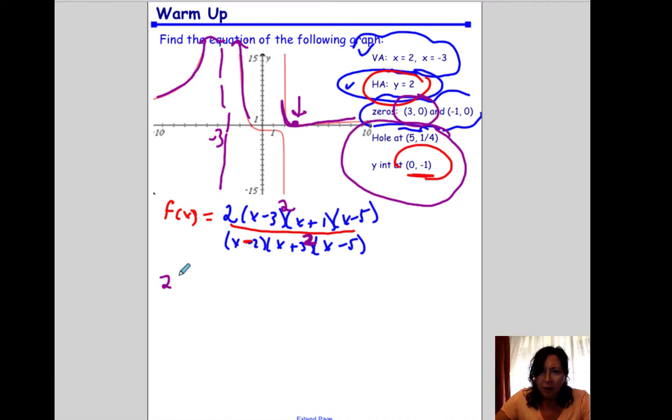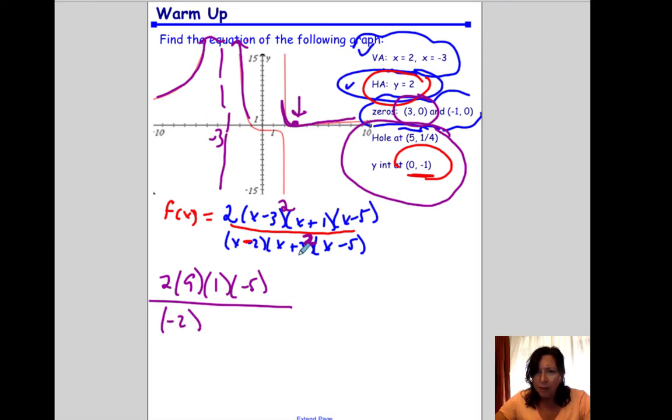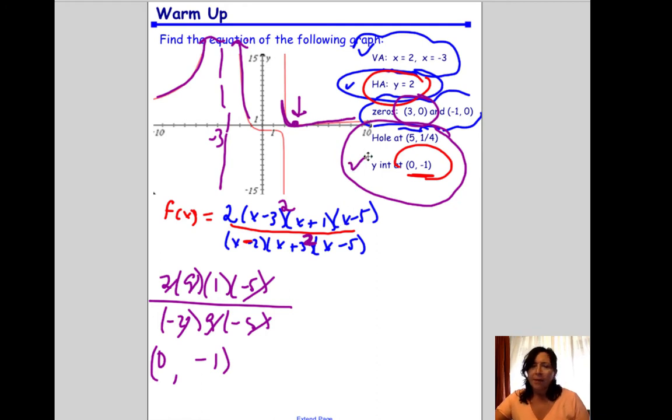So we have 2 times 0 minus 3, which is -3 squared, which is 9, times 1 times -5, all over 0 minus 2, which is -2, 3 squared again, 9, 0, and -5. Negative 5's cancel, 2's cancel, 9's cancel, and I have 1 divided by -1, which is -1. So when I plugged in 0, I did get -1, so check, that works.